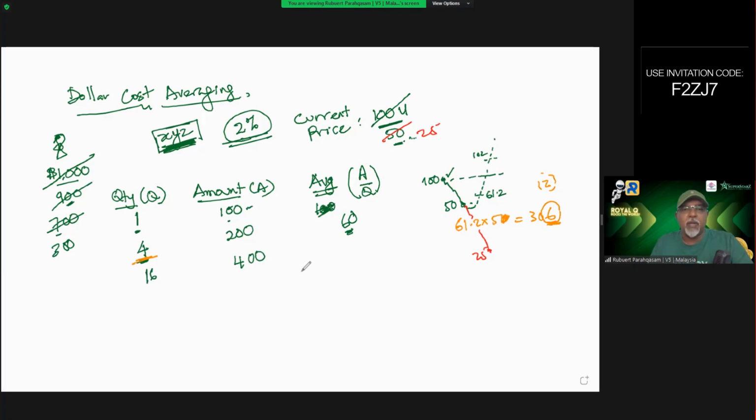The total amount that I've spent right now is 400 plus 200 plus 100. That is 700. And how many coins do I have? 16 plus 4 plus 1. So what is my average price, guys? Anybody can calculate that and give me? What is the average price right now?